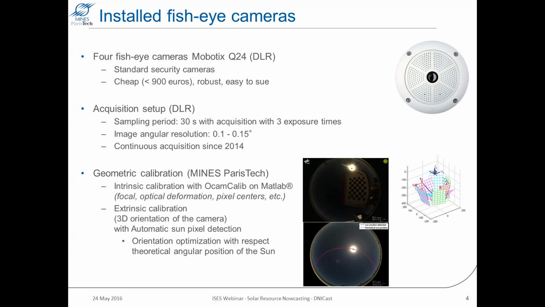So the DLR managed to do this acquisition setup every 30 seconds with 3 exposure times to have a large range of dynamic of the image. The angular resolution is between 0.1 and 0.15 degree, and we have an almost continuous acquisition since 2014.